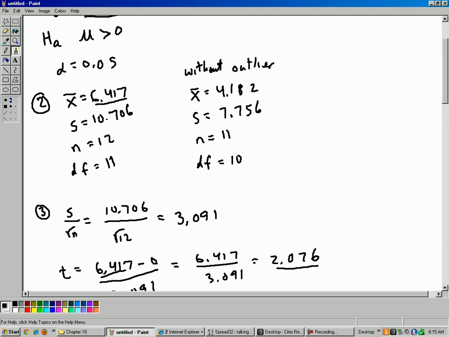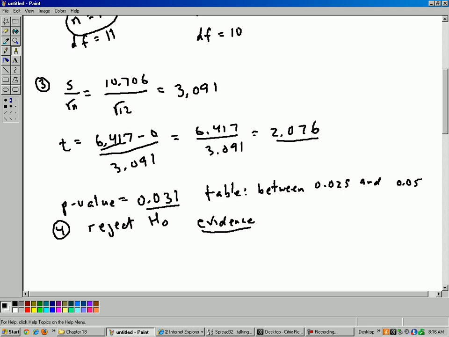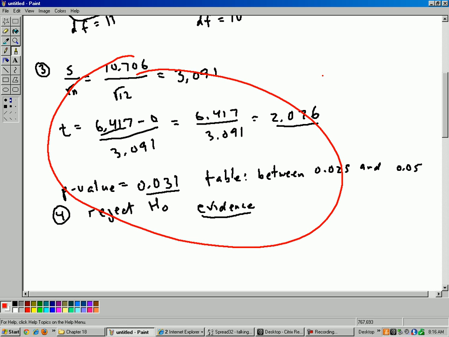Now I should point out that we did something naughty here. We shouldn't have even done this hypothesis test with an outlier, because when your sample size is less than 15, and our sample size is definitely less than 15, we should only have unimodal symmetric distributions. But we clearly had an outlier, so we shouldn't have even done this. But we did it anyway because it told us to in the book. But anyway, that's the analysis with the outlier. So with the outlier, we rejected the null.